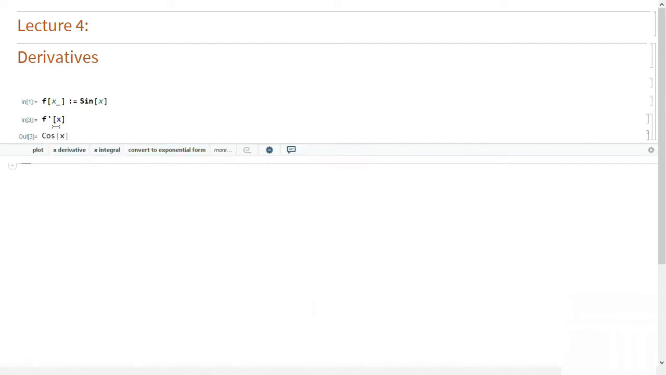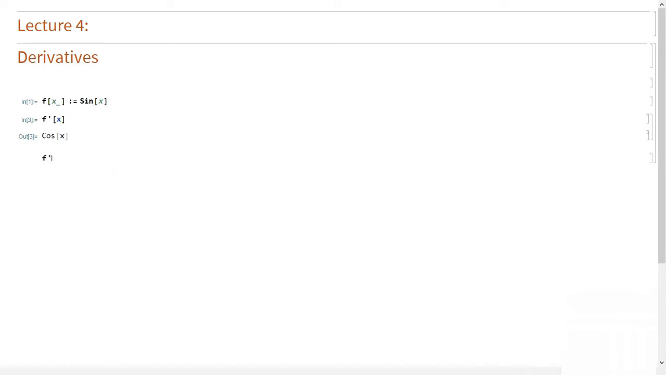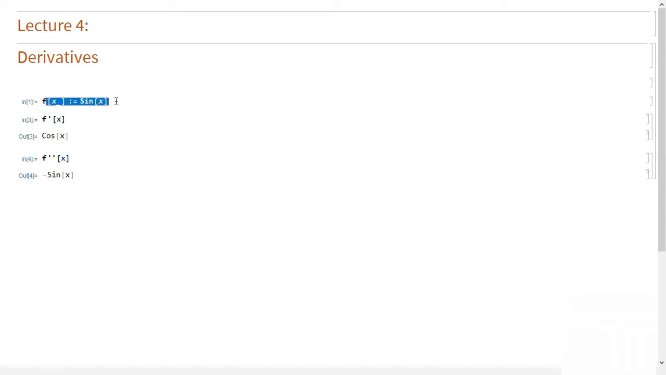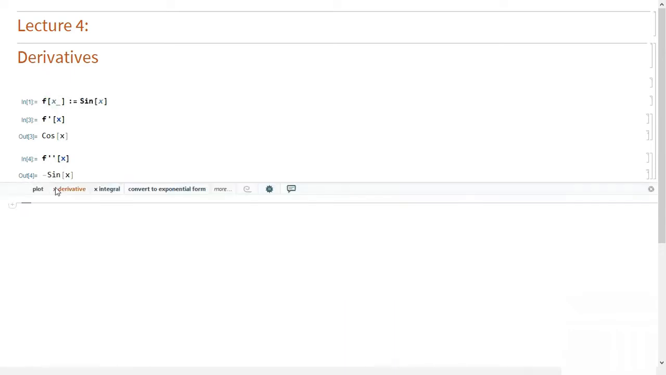But what if I want to do differentiation again? That is, I want to evaluate the second derivative of this function. Again, you can type f and type prime 2 times x, run this code, you get a minus sign, and you can continue to do so. But what if I want to get the nth derivative of this function? In those cases, using this prime notation in Mathematica is not that helpful.